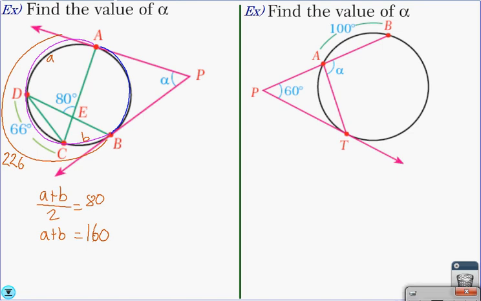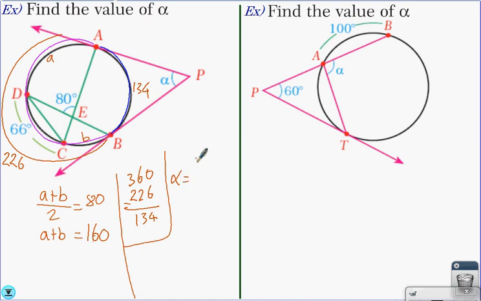So now after we find 226 degrees, since we have the whole circle over there, the blue part is going to be 360 minus 226, which is 134. So the alpha equals the larger arc 226 minus the smaller one 134, over 2. That is 92 over 2, which is 46 degrees.